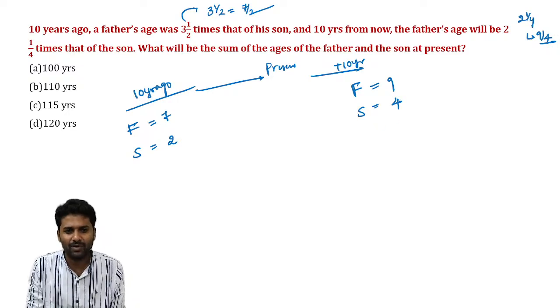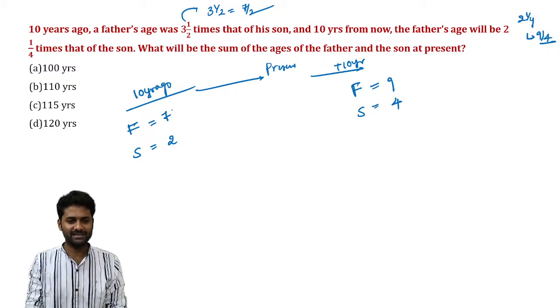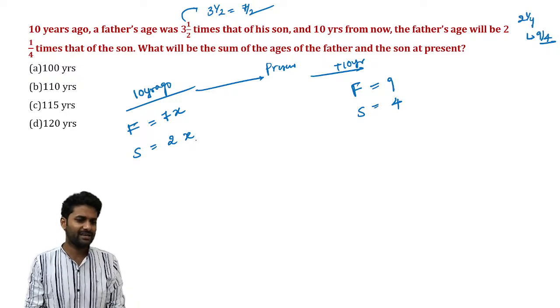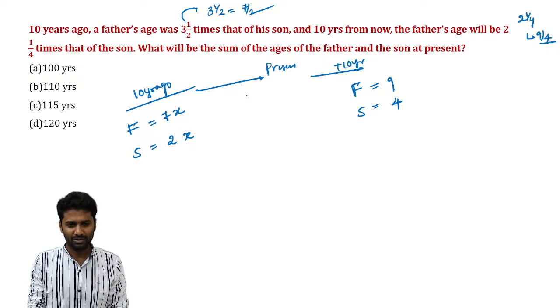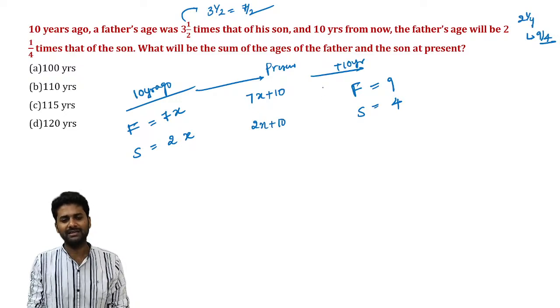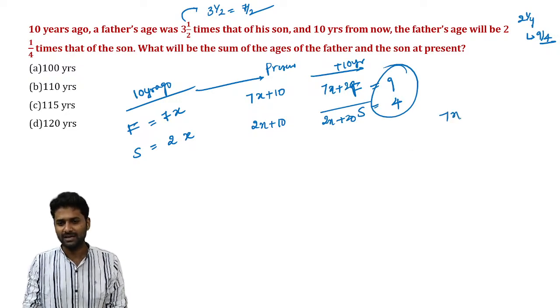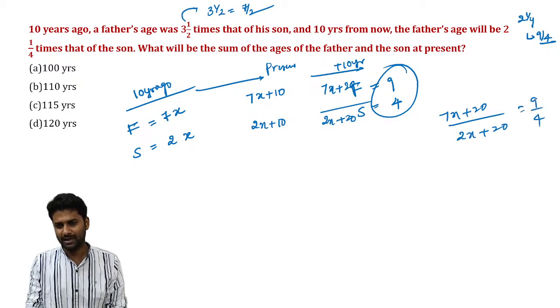What will be the sum of the ages of father and son at present? Let us take this data. If you are interested in the equation method, let us take 10 years ago, father's age as 7x and son's age as 2x. Now, what about the present age? Present age of father is 7x plus 10 and son is 2x plus 10. From here to here, 10 years after, the father is 7x plus 20 and son is 2x plus 20. Now it is in the ratio of 9 by 4. See, 7x plus 20 divided by 2x plus 20 is equal to 9 by 4.